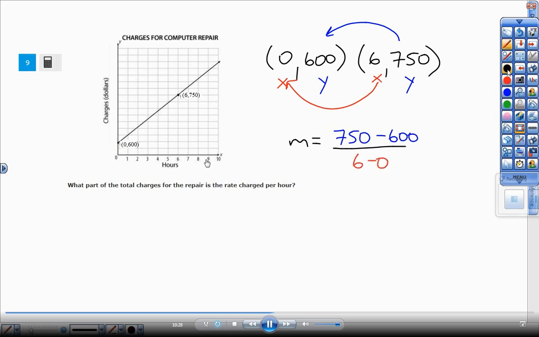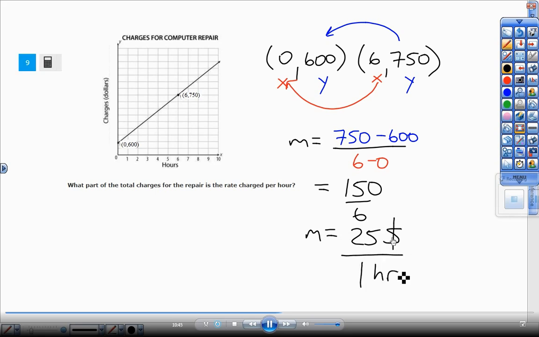No need to change the units here. It's dollars per hour already. Gives me $150 for every 6 hours. Make that into its unit rate, or over 1 hour. Gives me $25 for every 1 hour. Don't put 25 charges, $25 per hour.